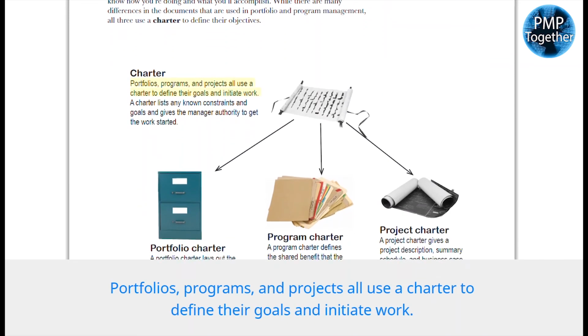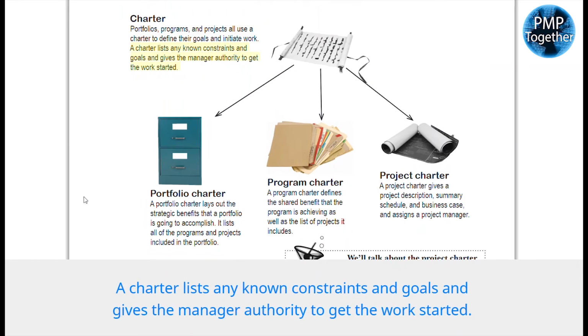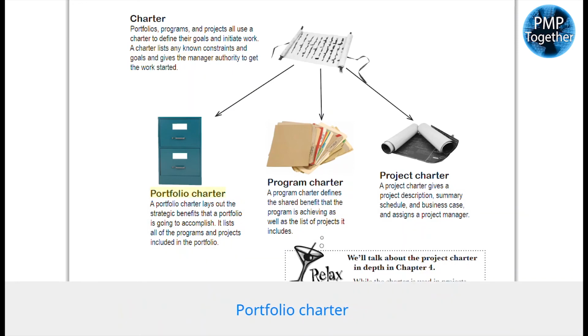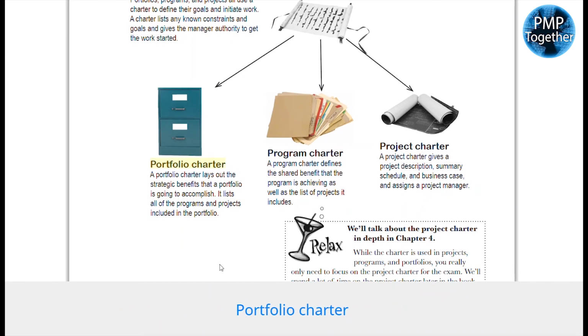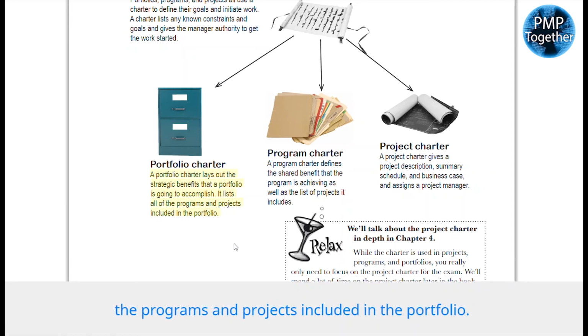Portfolios, programs, and projects all use a charter to define their goals and initiate work. A charter lists any known constraints and goals and gives the manager authority to get the work started. Portfolio charter. A portfolio charter lays out the strategic benefits that a portfolio is going to accomplish. It lists all of the programs and projects included in the portfolio.